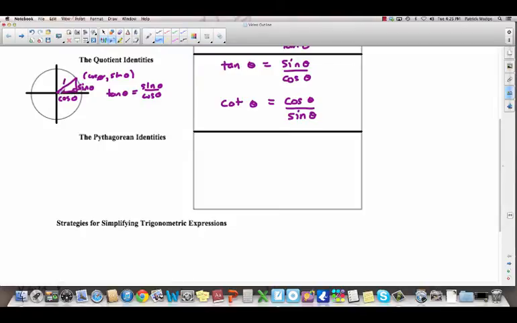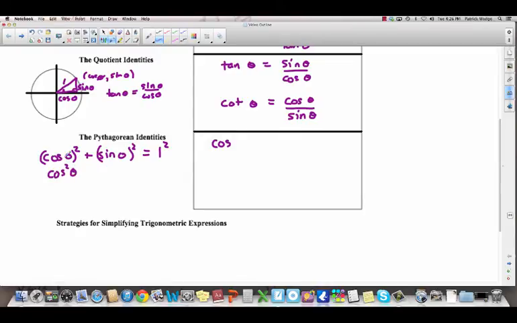So we know that the 2 legs, if we square them, this side squared plus this side squared equals this side squared. A squared plus B squared equals C squared. Or in this case, cosine theta squared plus sine theta squared equals 1 squared, right? Now, when we write cosine theta squared, the way we write that is we actually write cosine squared theta.